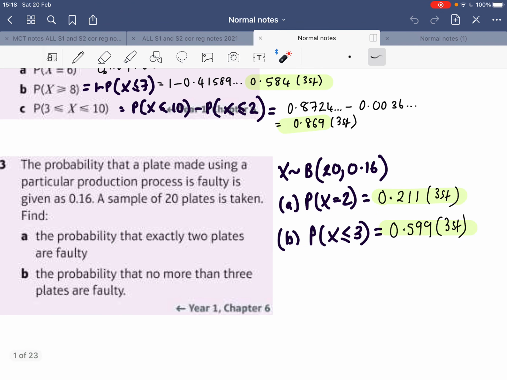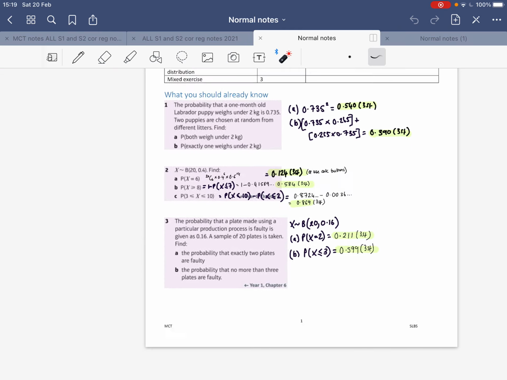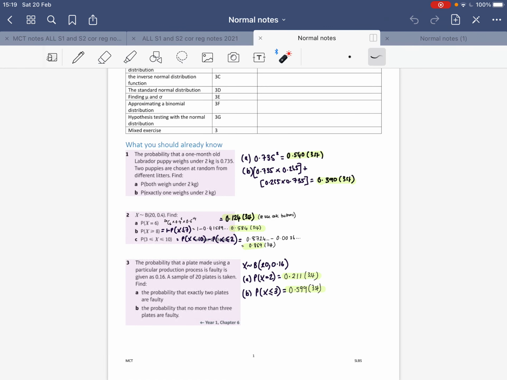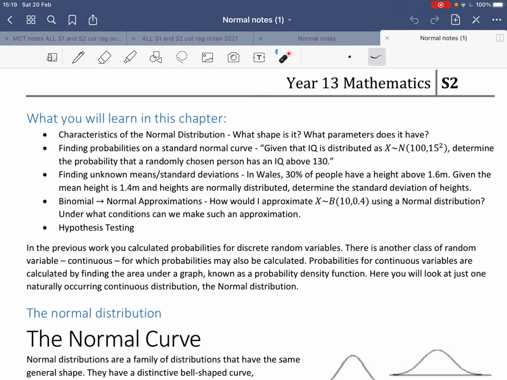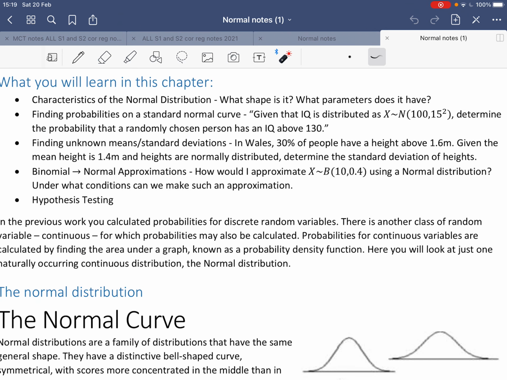Question 3. We're looking at a binomial distribution. The probability that X equals 2 is 0.211, and for part B, less than or equal to 3 is 0.599. Okay, so those are what we should already know. Let's move on now and start looking at the normal distribution.